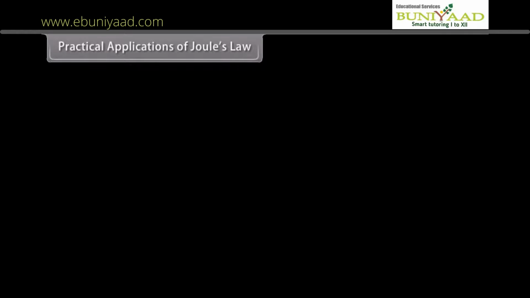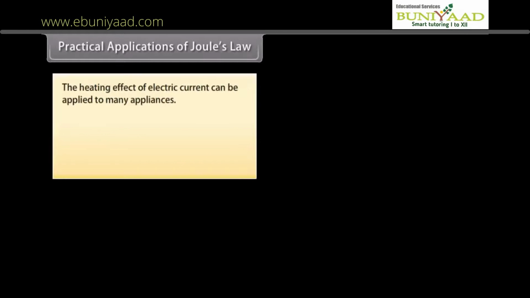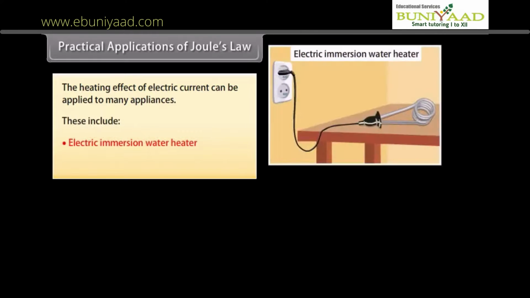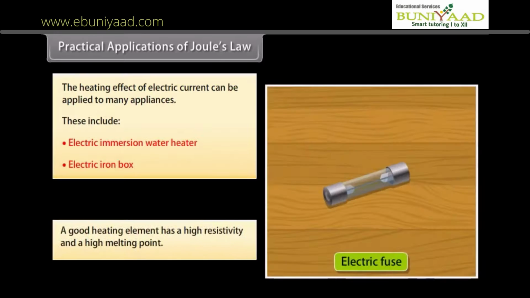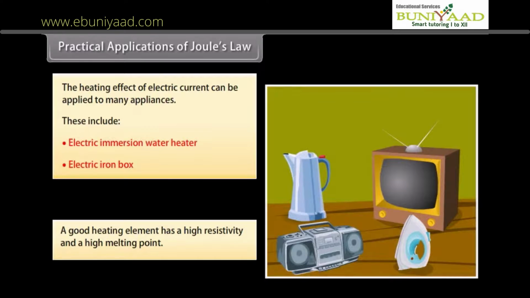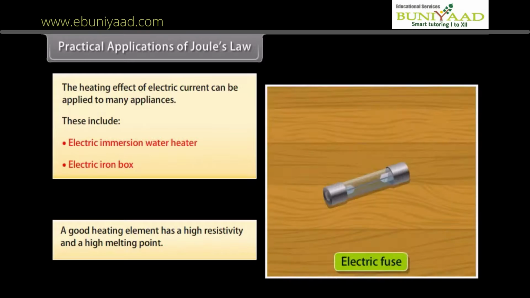Practical applications of Joule's law. The heating effect of electric current can be applied to many appliances. These include electric immersion water heater and electric iron box. A good heating element has a high resistivity and a high melting point. For example, an electric fuse is an example of heating effect of electric current. The rating given as 3A of an electric fuse states that the maximum current it can sustain is 3 ampere.